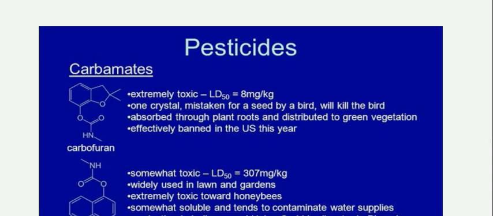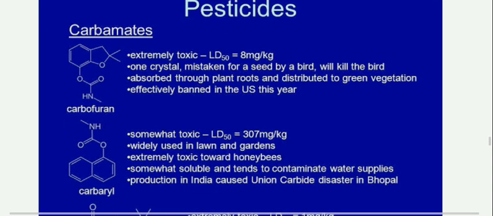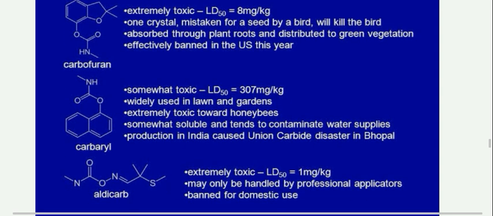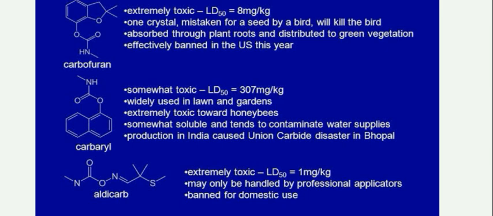Pesticides: carbamates are extremely toxic, LD50 8 mg per kilogram. One crystal mistaken for a seed by a bird will kill the bird. Absorbed through plant roots and distributed to green vegetation, effectively banned in the US this year. Then carbofuran, somewhat toxic, widely used in lawns and gardens, extremely toxic to honeybees, somewhat soluble and tends to contaminate water supplies. Production in India caused the Union Carbide disaster in Bhopal.